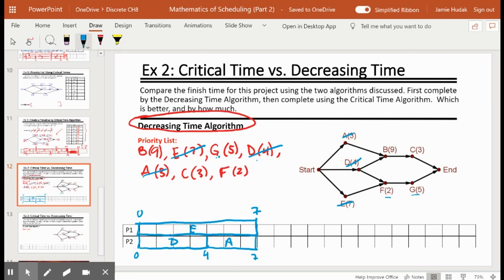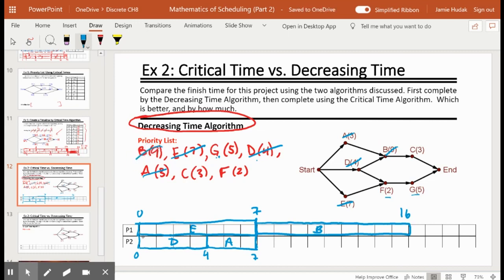And now we go back to the beginning and we say, can we schedule task B yet? B is waiting for A and D to complete. At the 7th unit of time, both A and D are complete. So we can schedule B. B is 9 units. 1, 2, 3, 4, 5, 6, 7, 8, 9. This is B. 9 plus 7 brings us to the 16th unit of time, and B has been scheduled.